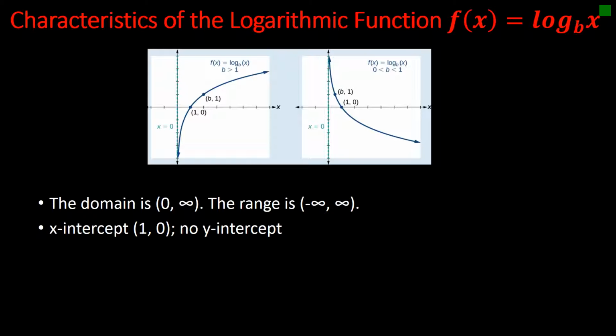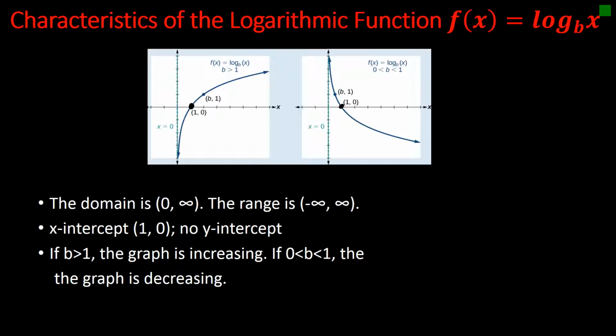We have an x-intercept at 1, 0. We don't have a y-intercept. If b is bigger than 1, it is an increasing function like this left-hand side. If b is between 0 and 1, it is a decreasing function like the right-hand graph. The y-axis, or x equals 0, is a vertical asymptote. And we also have a point b, 1 on both graphs as well.